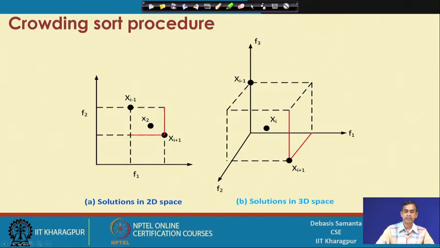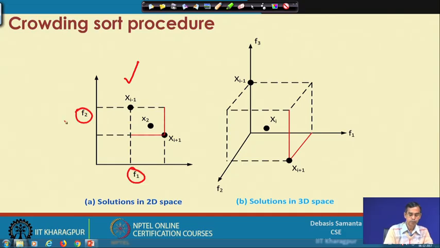I can illustrate the same concept with an example here, let us follow. First consider this example, a two-dimensional case, that means two objectives f1 and f2, and for solution, say x2, we want to find the crowding distance. Now, surrounding this point, the two nearest points with respect to x2 are xi minus 1 and xi plus 1. These are the two nearest points with respect to the solution point x2.